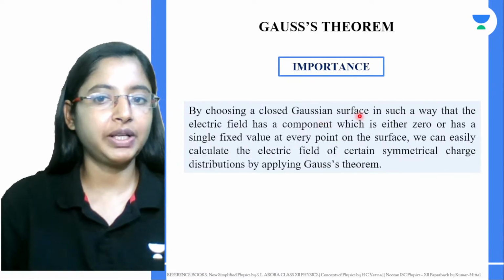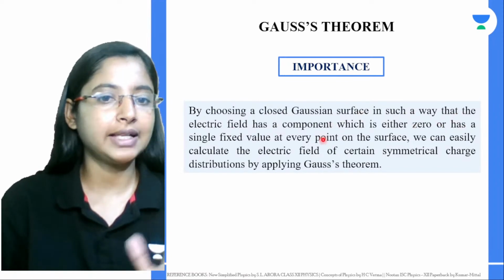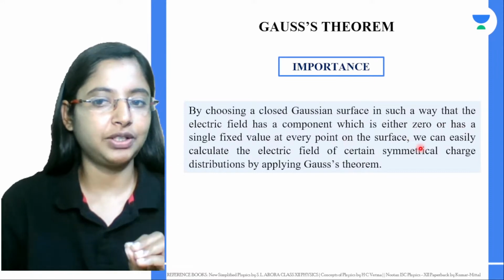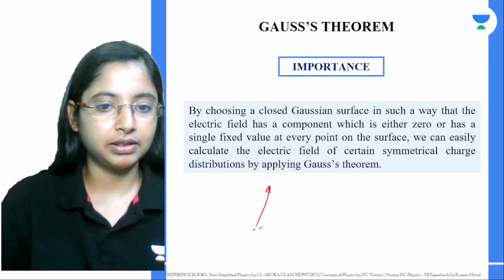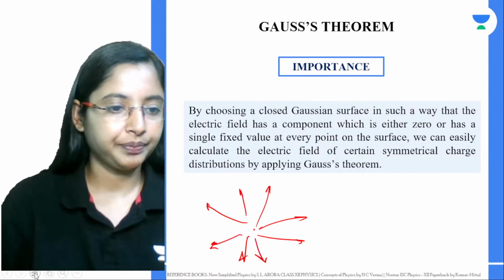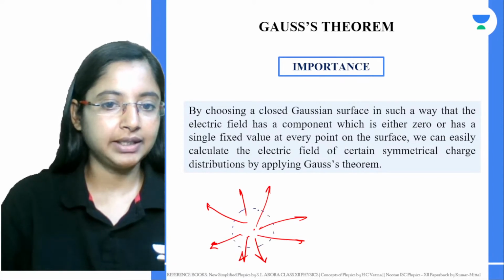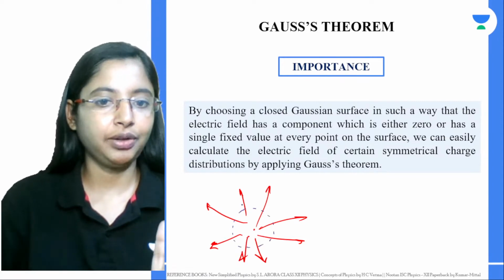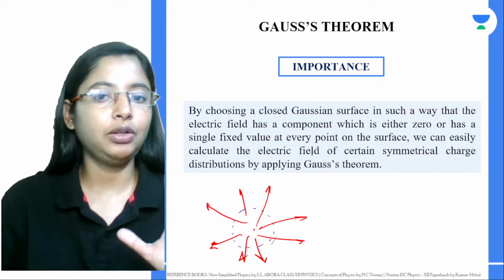By choosing a closed spherical Gaussian surface in such a way that the electric field has a component which is either 0 or has a fixed value at every point of the surface. If you have a charge and field lines originating from it, and you draw a Gaussian surface in such a way that at every point the electric field is either 0 or has a fixed value on the surface, we can easily calculate the electric field.